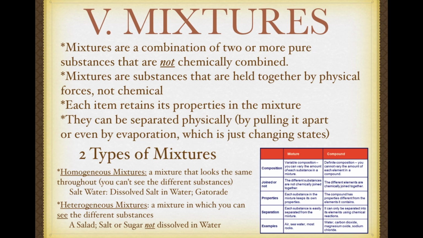Now, if I dissolve all that salt, then that heterogeneous mixture would become a homogeneous mixture because it looks the same throughout. Another example of a heterogeneous mixture, a salad. I have tomatoes, lettuce, cucumbers, carrots, and I can pick them out, but I can see them. So that would be a heterogeneous mixture. I can identify the different parts.